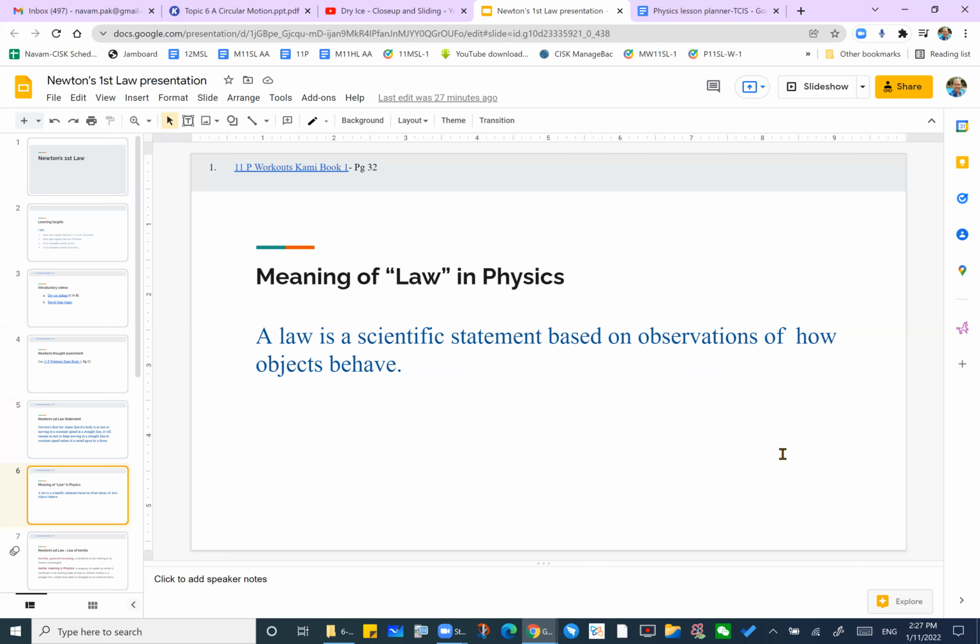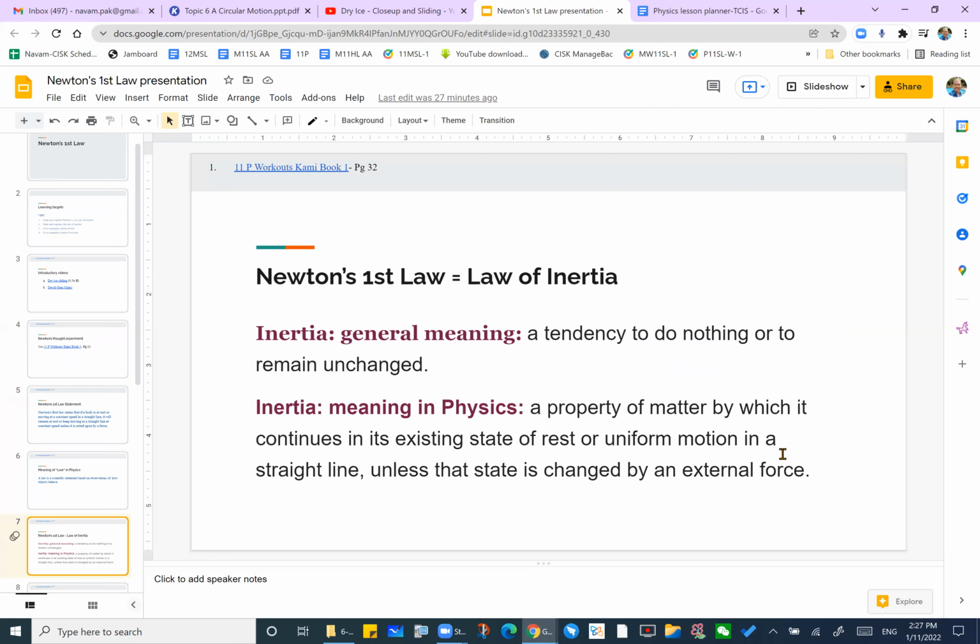Okay, and so let's understand what this law means. To simplify matters, this law has also been defined as the law of inertia. Now, what does inertia mean? If you have heard or read certain aspects of English literature or just English novels, you may have come across the word. It means a tendency to do nothing or to remain unchanged. But in physics, it has a somewhat similar meaning. It's a property of matter by which it continues in its existing state of rest or uniform motion in a straight line, unless that state is changed by an external force.